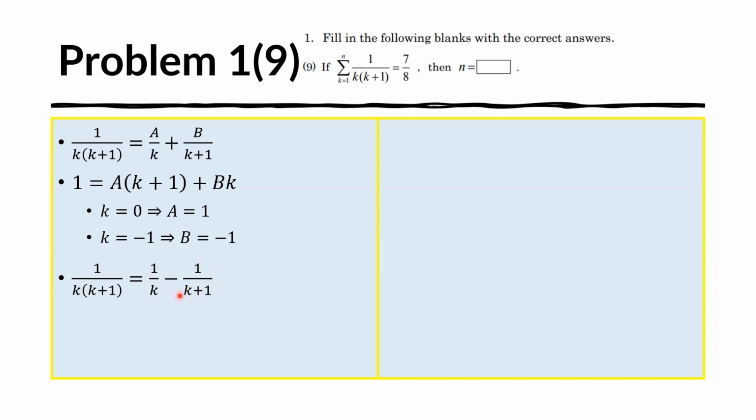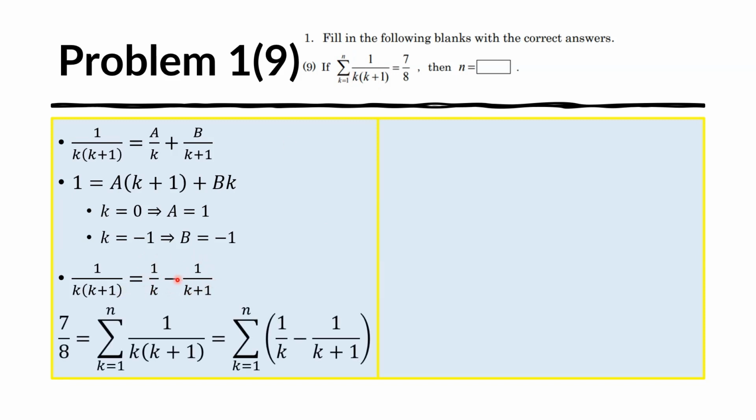And this is a very good form for a sum, because this is what we call a telescoping sum. If we write that down, so 7/8, it's just 7/8 here. This is just a given. And now we can write the given like this. So now we have this.